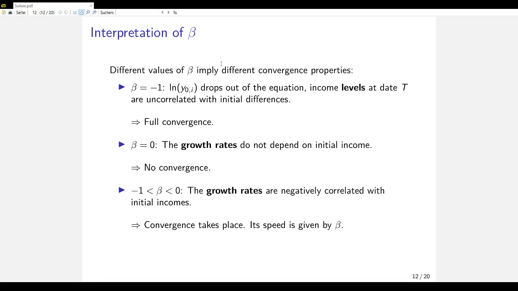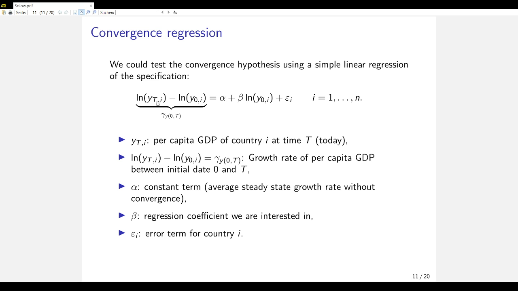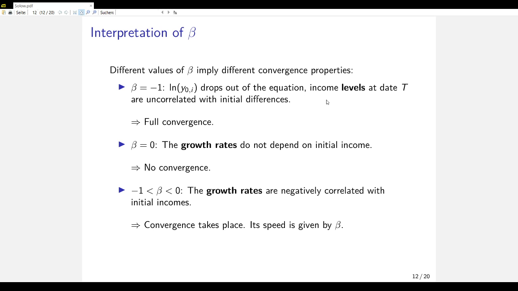Now, what about values for beta? So beta could be -1, then actually initial GDP drops out of the equation altogether, because if that is -1, we have minus ln y0 on the left-hand side, we have minus ln y0 on the right-hand side, so it would drop out, and actually we would have the situation that income levels at date t would be uncorrelated with initial differences at all. So then we would have actually full convergence over the time period over which we have the observations. So then there would be full convergence and the countries wouldn't differ anymore at the end point.